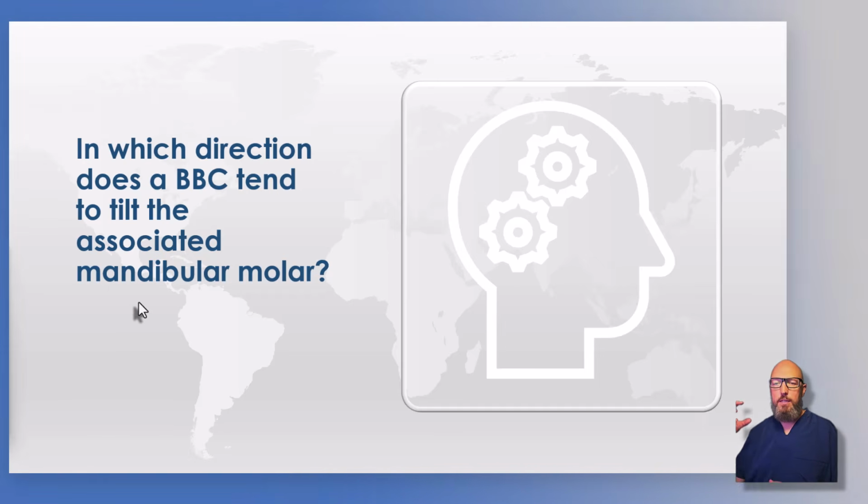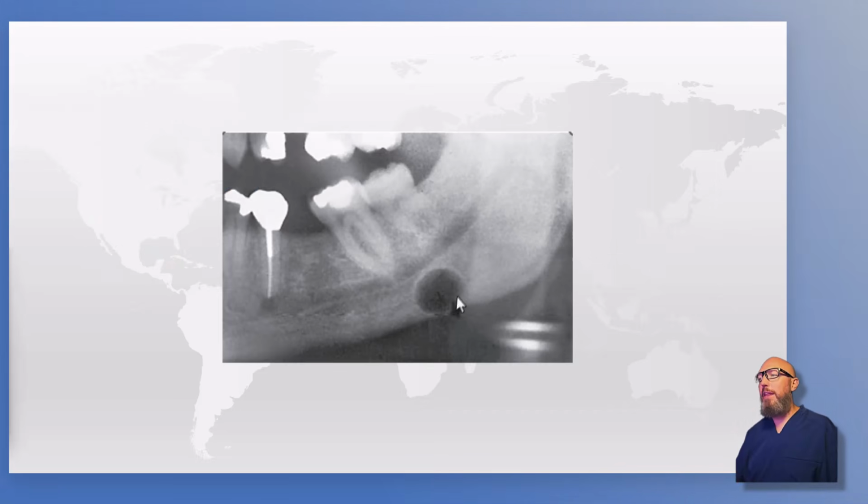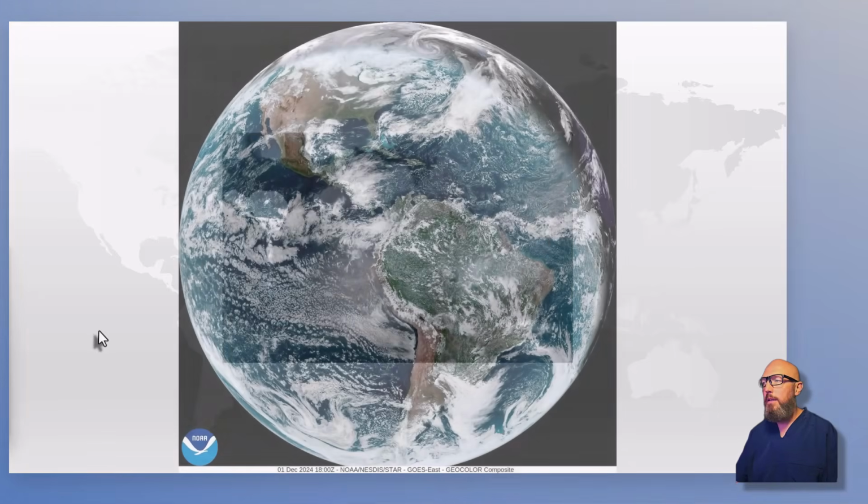In which direction does a BBC, the buccal bifurcation cyst, tend to tilt the associated mandibular molar? Well, the roots tilt lingually and the crown tilts outward or buccally. This one, just by the location and appearance, you should be able to nail that right away. You should look at that and say, boom, Stafne defect. Not much else to be said about that.